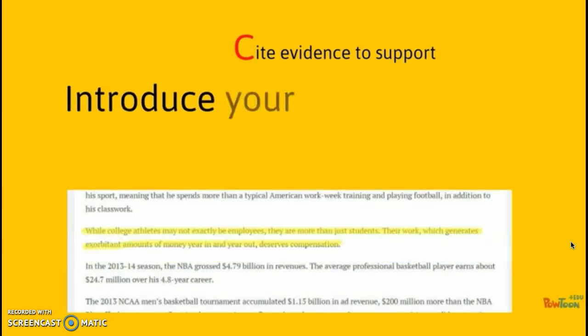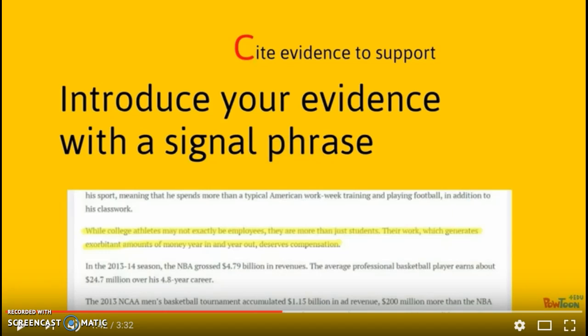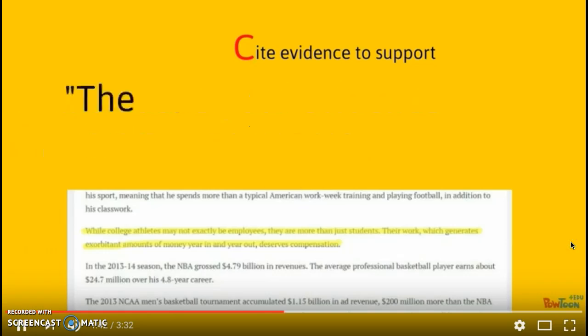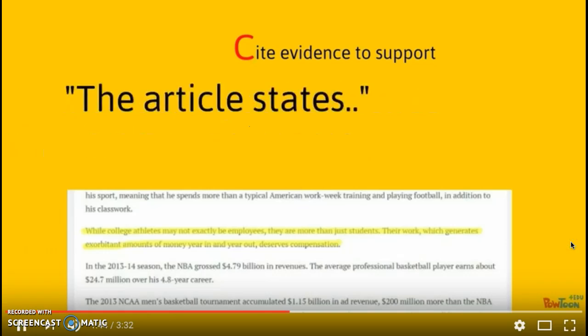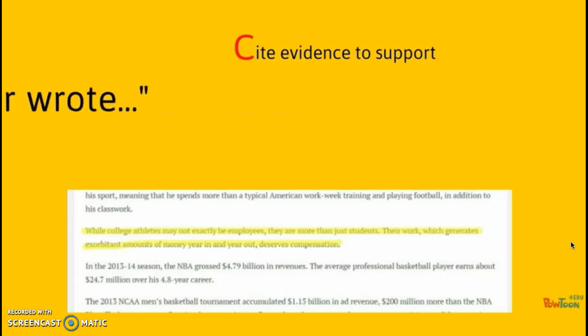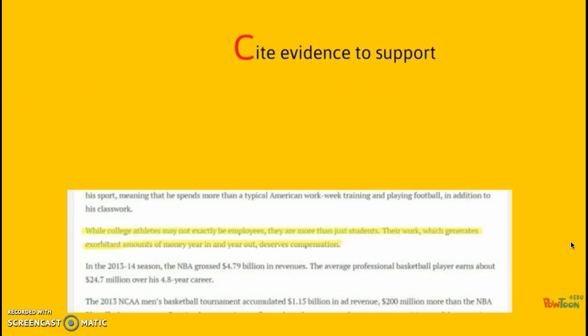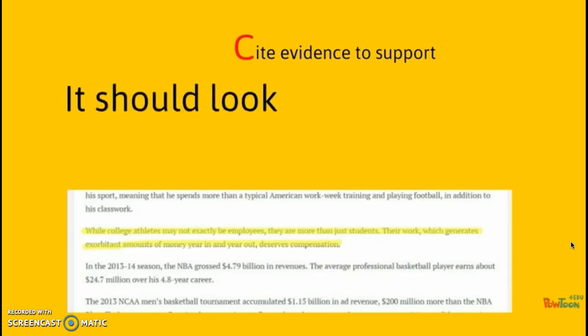So when you find the evidence to support your answer, you're going to introduce your evidence with a signal phrase. All right, so a signal phrase is one of these. All right, the article states, or the text stated, which is the one you might use. The author wrote, another good one. Or in the article it says that, and then you quote your evidence.